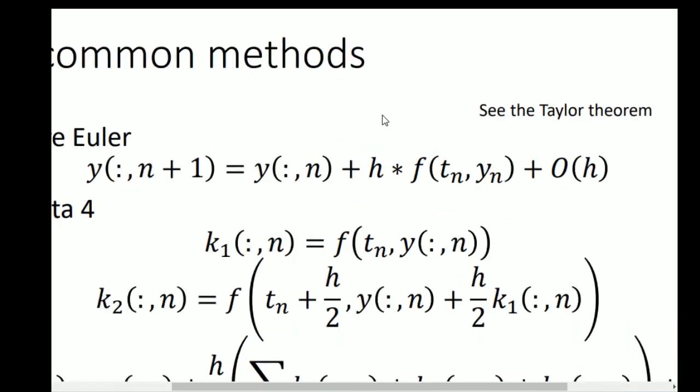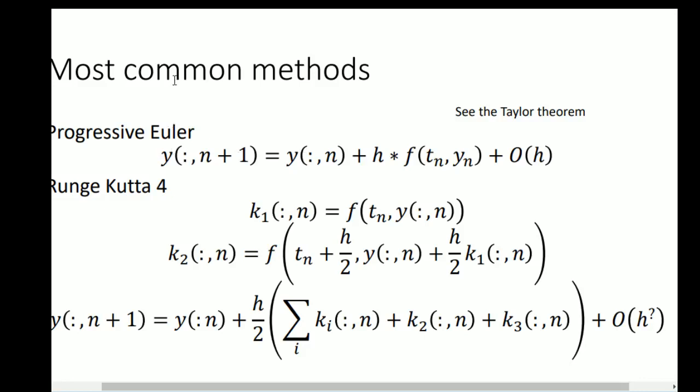So we're going to talk about the first method. The progressive Euler is the easiest one. It's the one you usually learn at first. So you get the value at n plus 1 in terms of time, for all the parts of the vector, so the first values are y and its derivative. So this represents a vector at the value n plus 1.